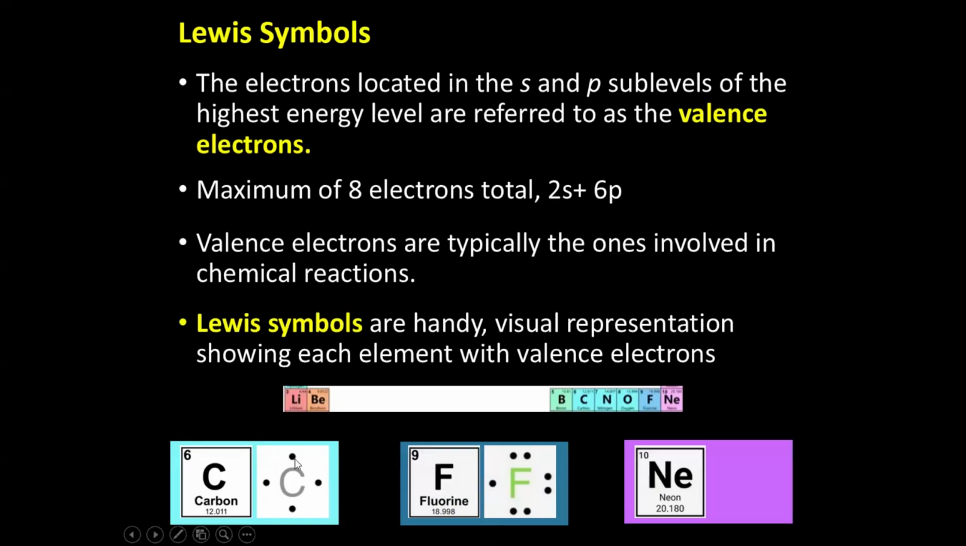So we kind of do like Hund's rule, and you just put 1 on each side, or you put 2 on each side. So if they have all 8, like neon is a noble gas, so it has its full valence. So you put 2 on all 4 sides.